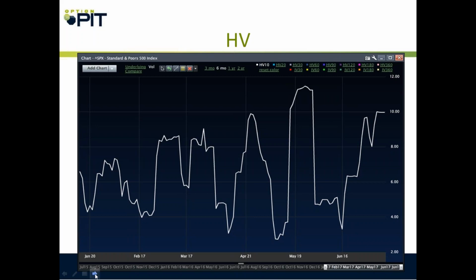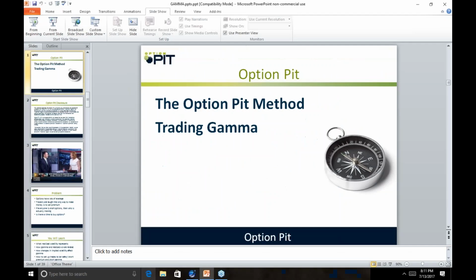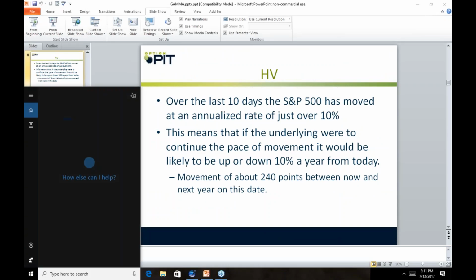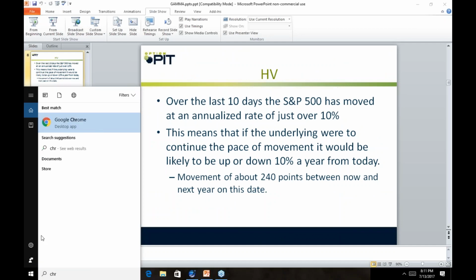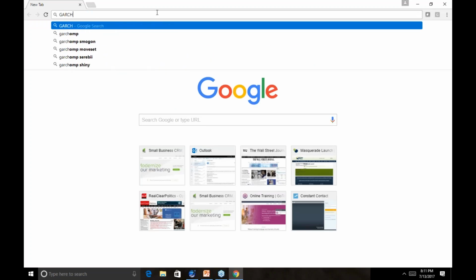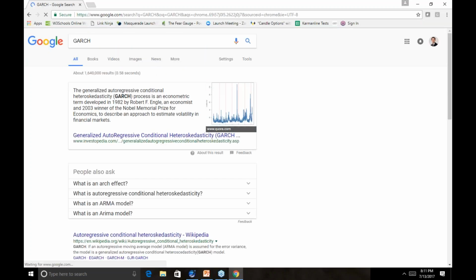And that's an acronym, and I forget what it stands for. One second, I can actually tell you. It's something stochastic volatility here. GARCH is generalized autoregressive conditional heteroscedasticity. Try and say that 10 times fast.